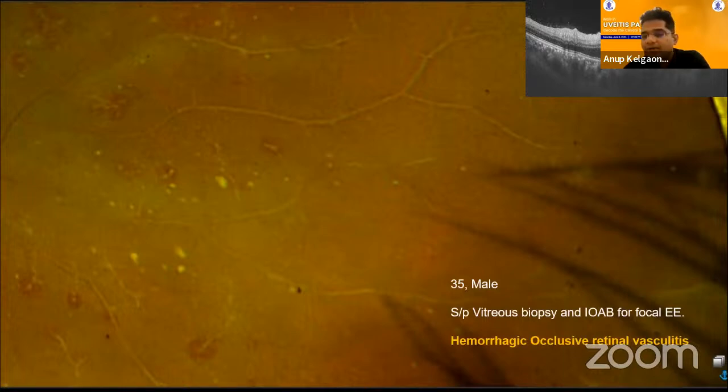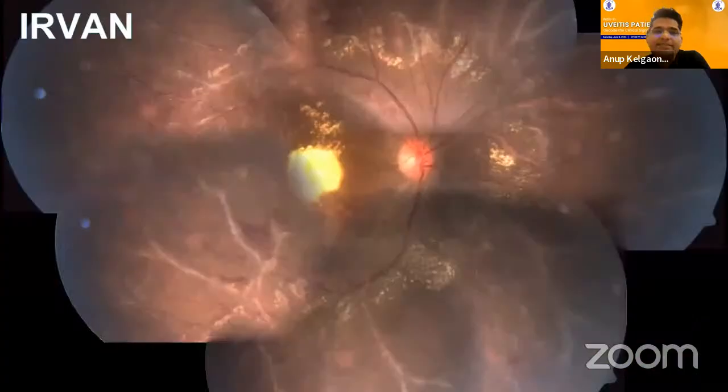Now, other miscellaneous, this was a case of hemorrhagic occlusive retinal vasculitis. You see the inner retinal ischemia on the OCT, and you see the small, almost occluded retinal veins and arteries. Seen many times after intraocular antibiotics, especially vancomycin and amikacin, which are associated with this particular hemorrhagic occlusive retinal vasculitis. We saw this in a case of focal endogenous endophthalmitis. Unfortunately, it's very difficult to treat this particular group of retinal vasculitis cases.